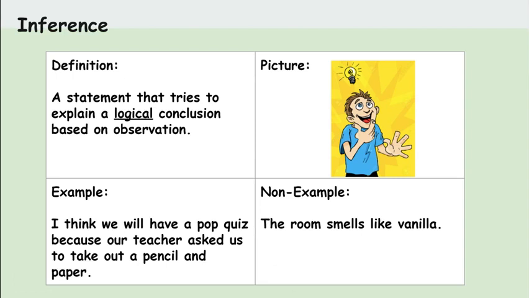A non-example would be: the room smells like vanilla. That's just a pure observation. Everyone can come in, everyone can smell it and say, yep, this is totally vanilla. But nobody has explained why or a conclusion for that. So think of inferences as trying to explain an observation you see. An observation is just pointing out things that exist and pointing out the facts.